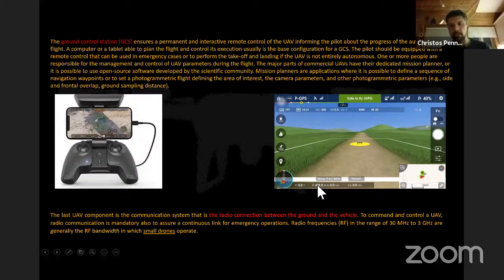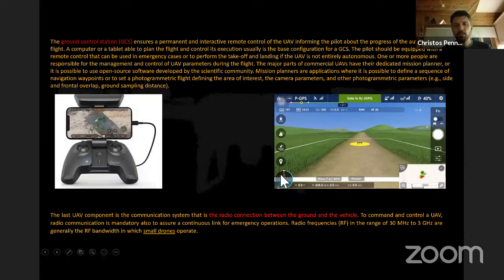This is the distance, how far in the horizontal plane the drone is from the pilot. And here is the speed at which the drone is flying. And this is the vertical speed, how fast the drone is moving high or low down.